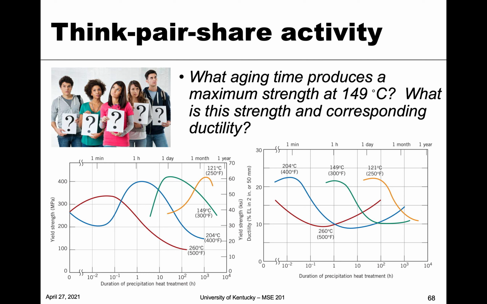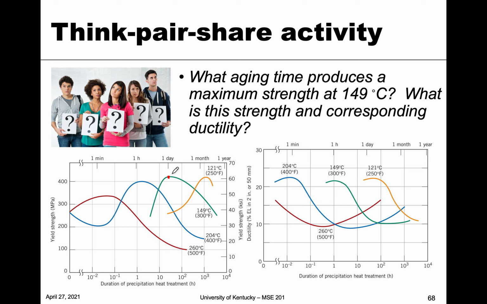All right, so let's look at this one. It's asking for time at 149. So let me do the pin again. If we're looking at 149, we're looking at the green curve, and it's looking for the maximum. So we can look for the maximum of the green curve. It's somewhere around here, and you can see very clearly that it is 1 day, where the maximum occurs.